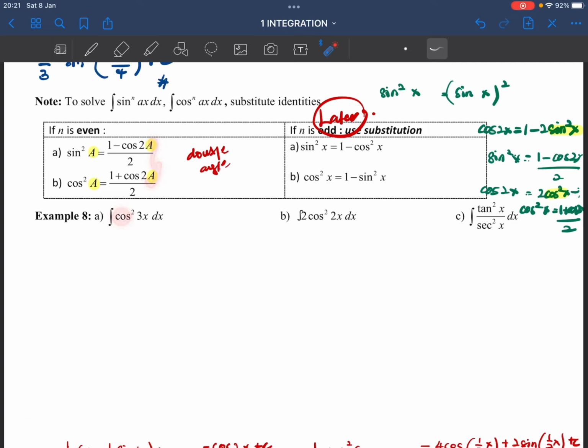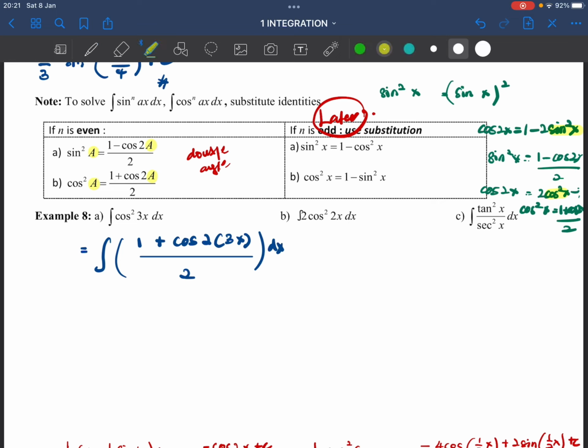So cos square a is 1 plus cos 2a over 2. So let's write it as 1. 3x will be your a. So we will have integrate 1 plus cos 2 times our a, which is 3x, over 2 dx. So this is our a. 1 plus cos 2a over 2.